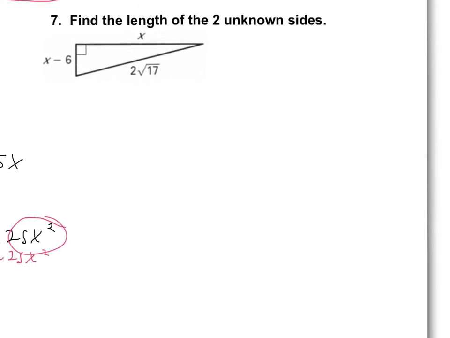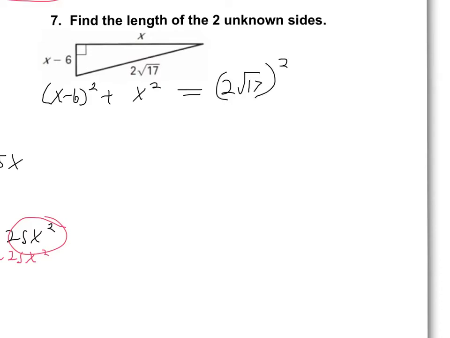All right, here's another one. Same type of thing, same type of problem. So I'm going to set this up. X minus 6 squared and x squared. And then the hypotenuse is 2 radical 17 squared.